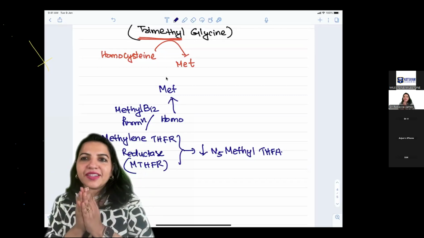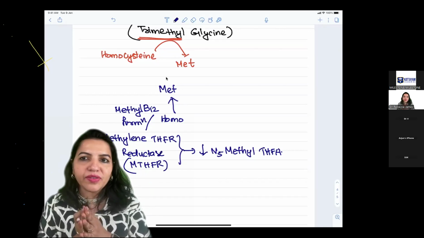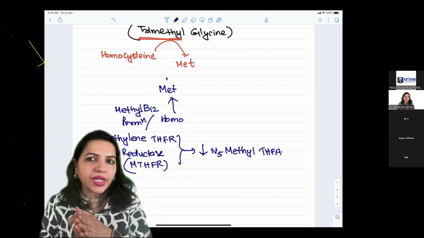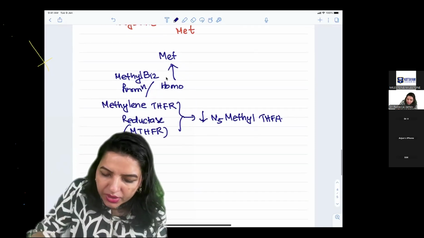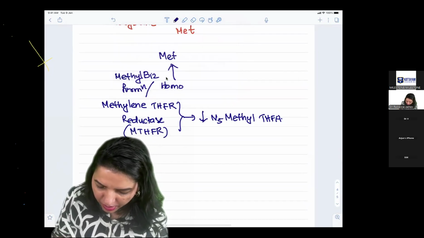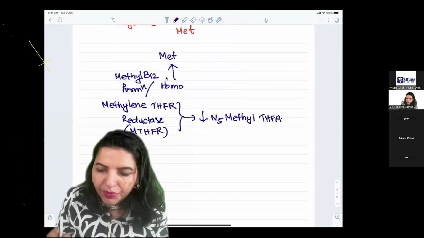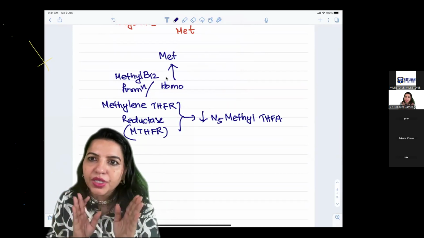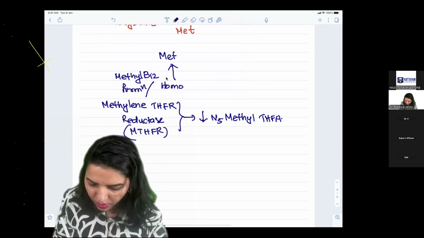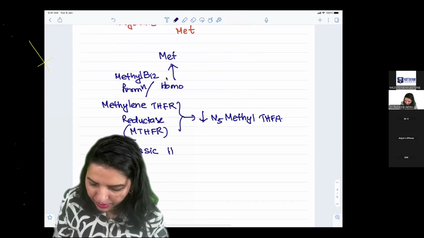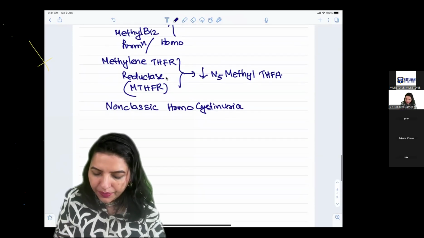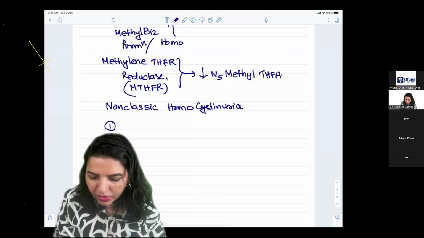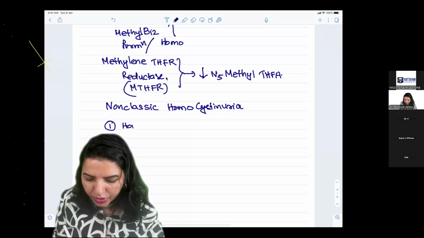Or you just understand that if there is any deficiency of B12 or if there is any deficiency of B9, then homocysteine cannot be converted to methionine. Okay. So this is called as what? The name of this enzyme is not compulsory. Just understand B9 or B12 defect. So that is called non-classic homocysteinuria.